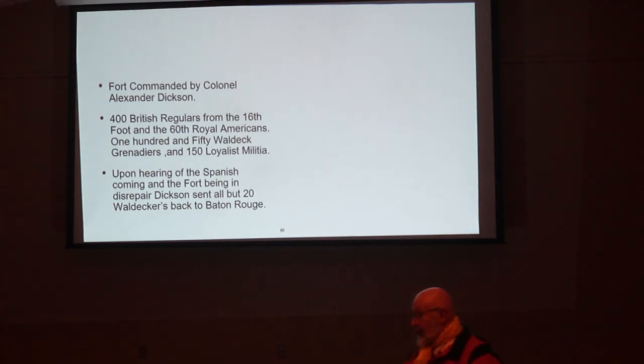The fort was commanded by Colonel Alexander Dixon, with 400 British regulars from the 16th and 60th Foot. The 60th Foot was the Royal Americans. That whole regiment was basically made of Loyalist Americans and had been founded during the French and Indian War. It was actually called the Royal Americans. And they stayed on the British establishment until the 1980s, as the Rifle Regiment. It was the only regiment in the British Army that an American citizen could legally join.